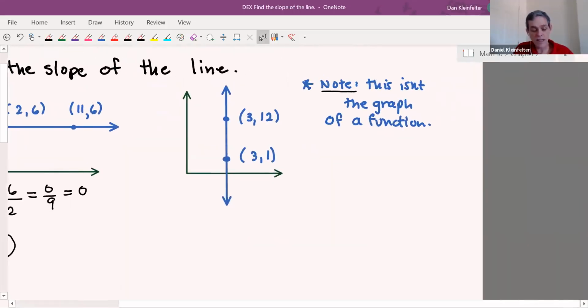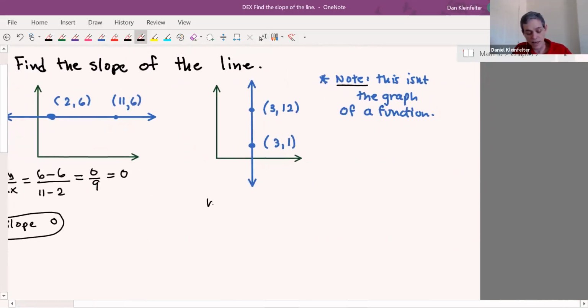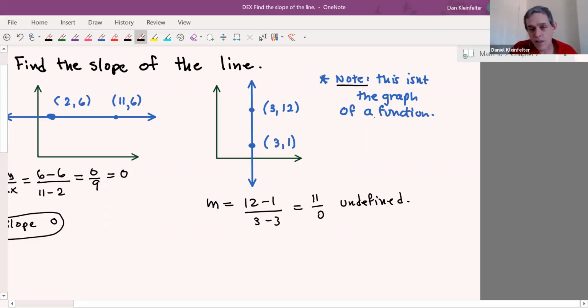For the next one, this looks like a vertical line. So let's calculate its slope. The change in y first, change in x second. That will give us 11 divided by 0. And 11 divided by 0 is undefined. Okay, there's no slope on a vertical line. It's undefined. Notice also that this isn't the graph of a function, actually. When working on linear functions, they'll have to not be vertical, and they'll have to have a defined slope.